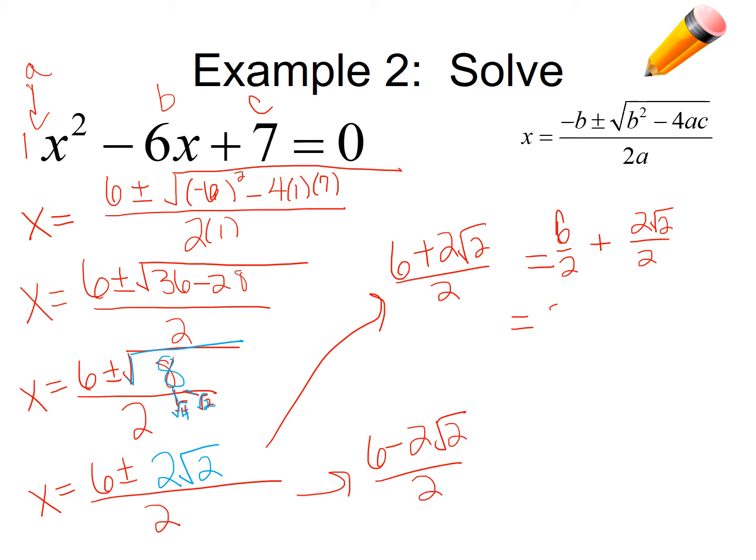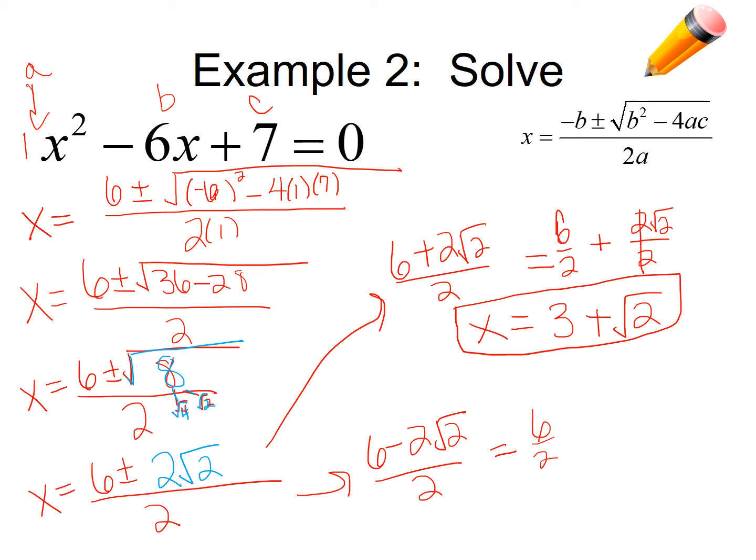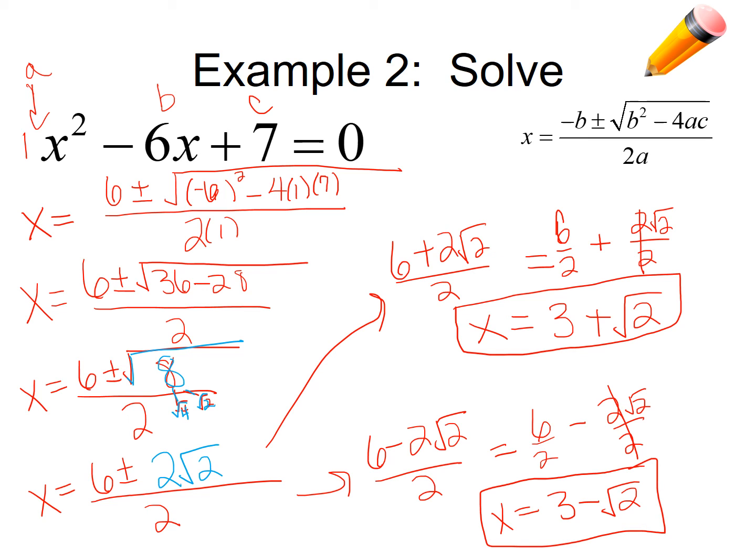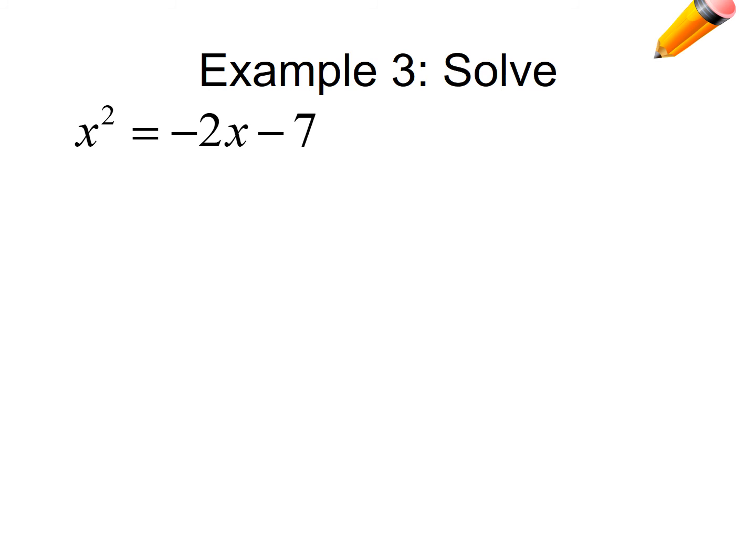So 6 divided by 2 is 3, and 2 divided by 2, that's just going to cancel into 1 square root of 2. So one of my solutions is x is equal to 3 plus the square root of 2. And then we can do the same, but now we just have a different sign. We're saying 6 divided by 2 minus 2 square roots of 2 divided by 2. So now we have x is equal to 6 divided by 2 is 3. These cancel, and now we just have minus the square root of 2. So those are my two solutions for that one.